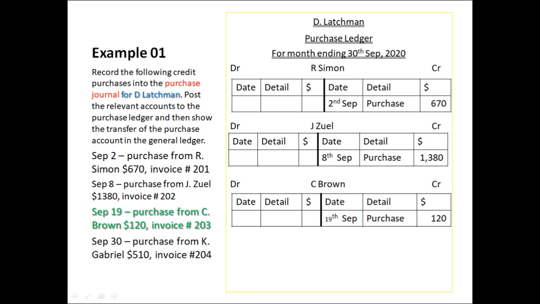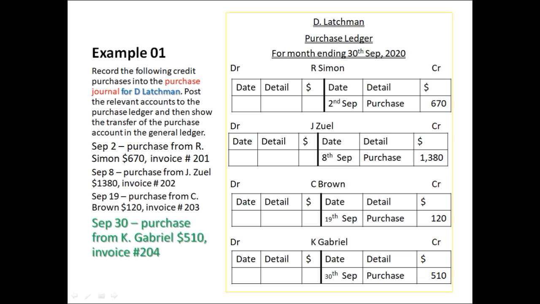Then there's the 19th of September, purchase from C. Brown, $120. We ask ourselves the question again. We are purchasing from C. Brown. Is C. Brown losing goods or is he gaining goods? And he's losing goods because he's giving us goods. We are purchasing the goods from him on credit and he's giving us those goods. And we record it on the credit side. Lastly, the 30th of September, purchase from K. Gabriel, $510. We ask ourselves the question again. Is K. Gabriel losing or gaining goods? And he's losing goods. And we record it on the credit side.